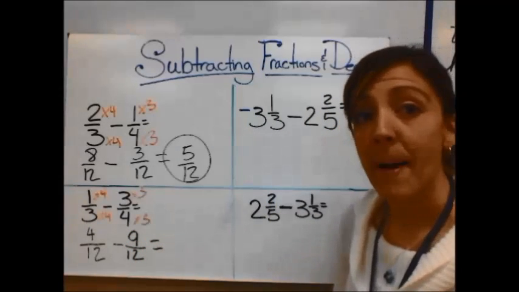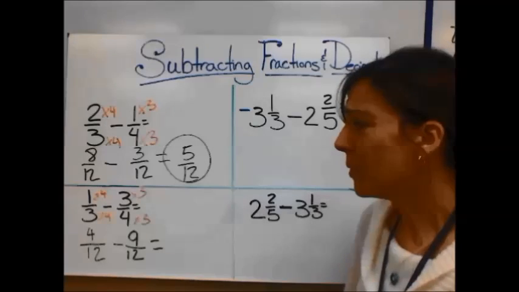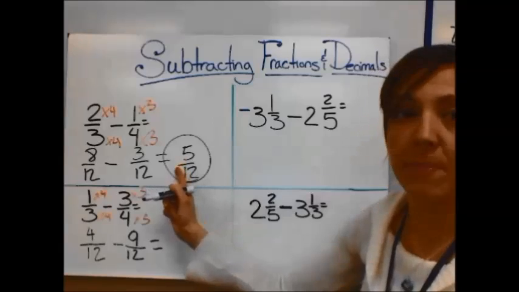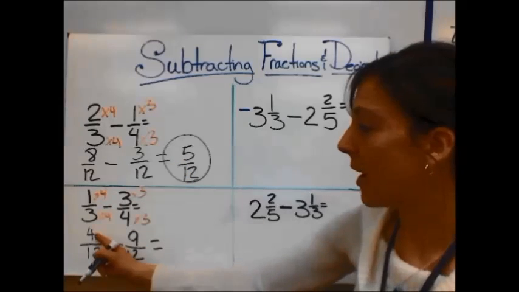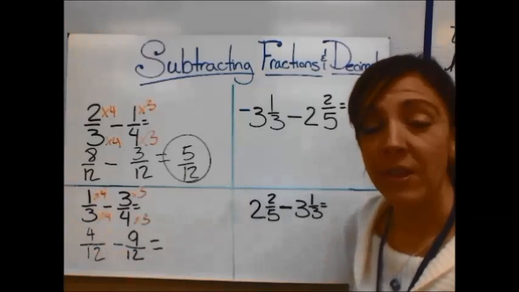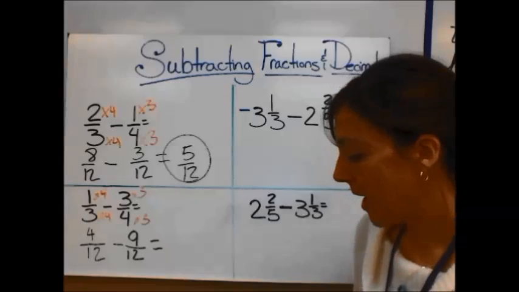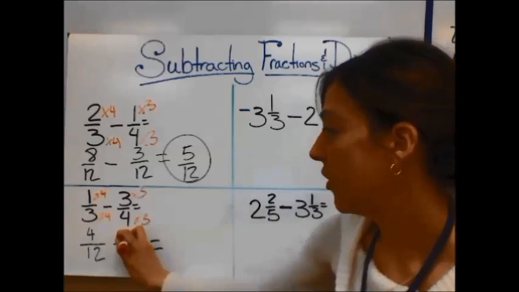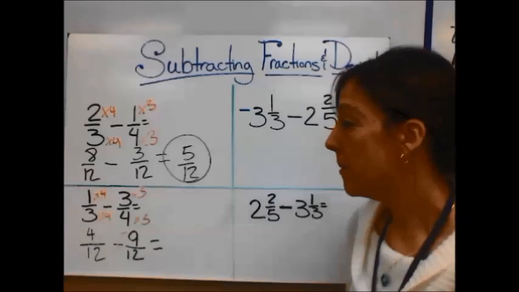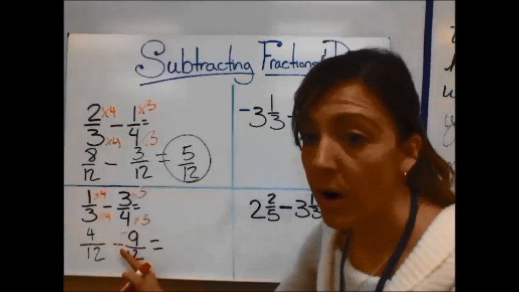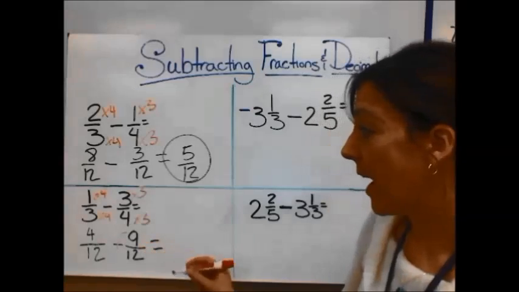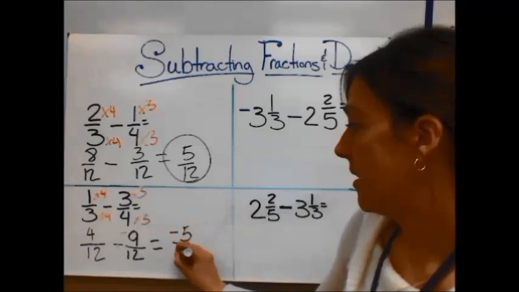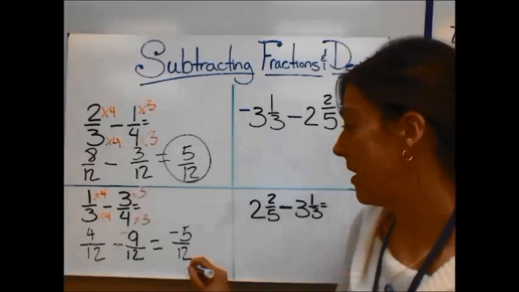So 4/12 minus 9/12. Well, this scenario is going to be a little bit different from this one up here. This one, we ended up with a positive answer. But here, we're subtracting 9 from 4, which is going to give us a negative number. Okay? If you need to, you're welcome to stay switch. Change it to plus and negative. But now I have 4 plus a negative 9, which is negative 5/12.